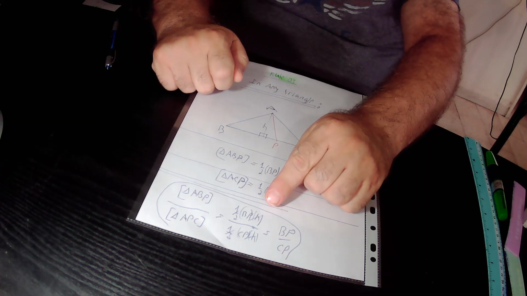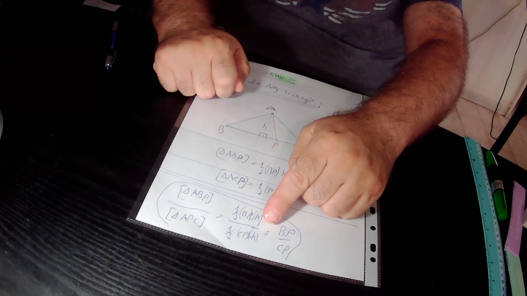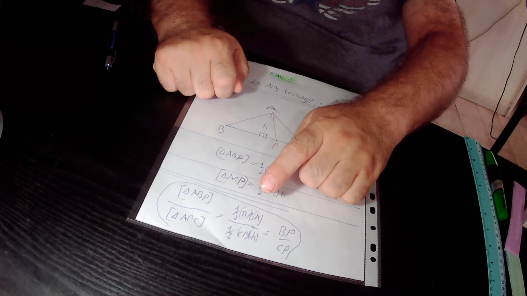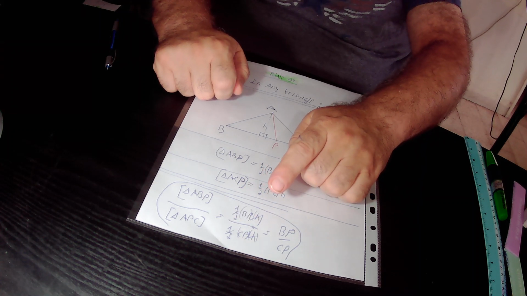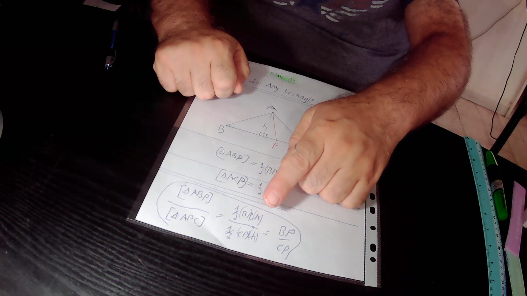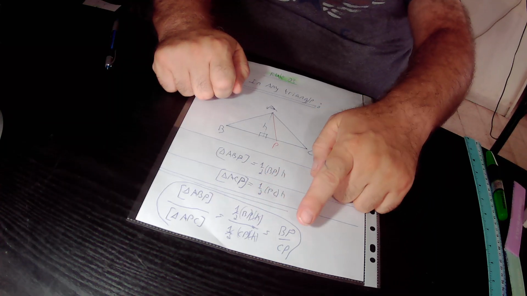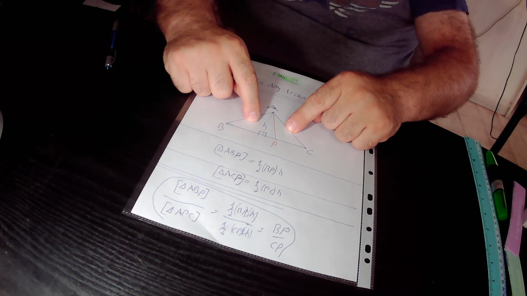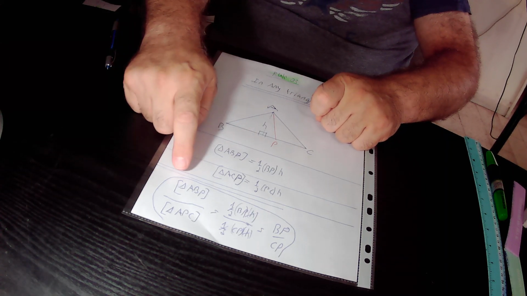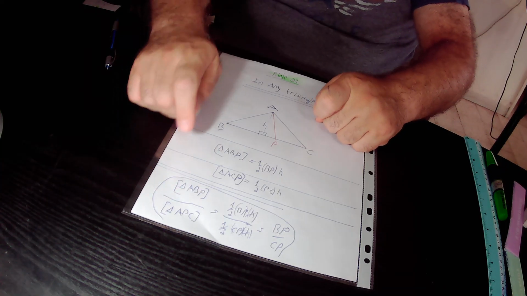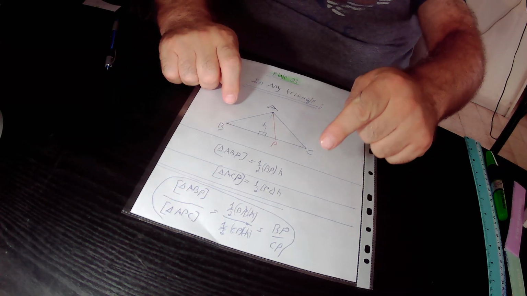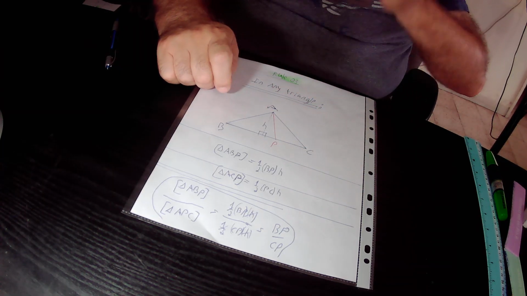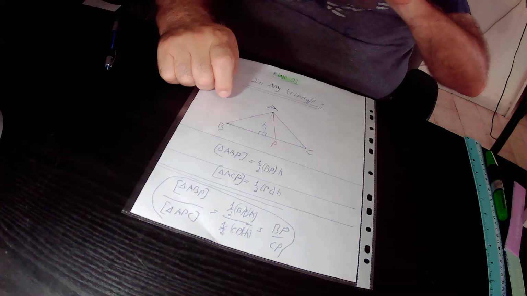And we have h in the numerator and h in the denominator, so h will get cancelled. We have 1/2 in the numerator and 1/2 in the denominator, so 1/2 will also get cancelled. And we are left only with BP over PC. So in total, we find that the ratio between the areas of those two small triangles, that is the area of triangle ABP over the area of triangle APC, is equal to the ratio between their corresponding bases.